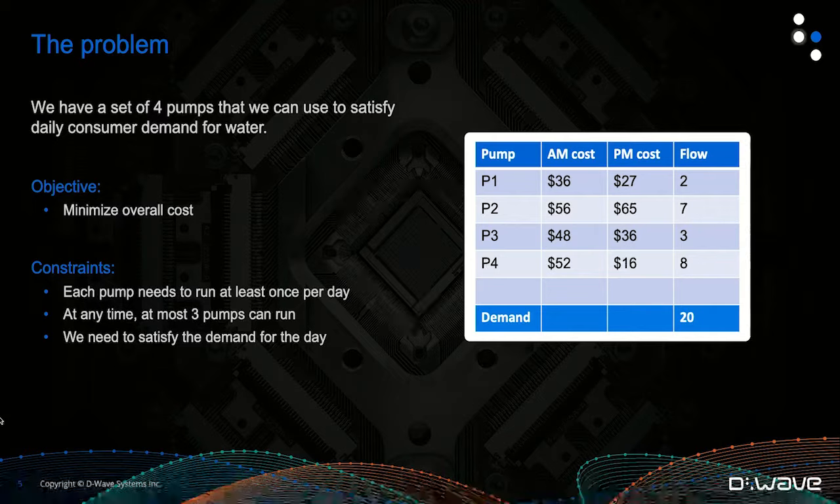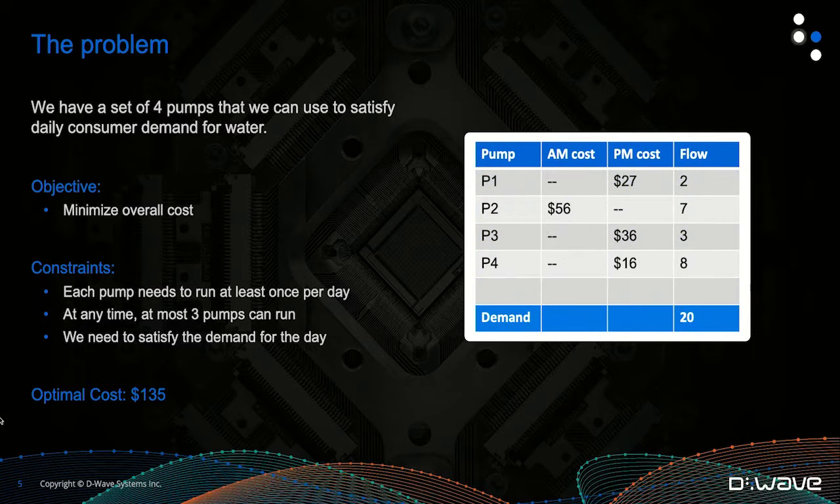And then last but not least, we need to satisfy this daily consumer demand. So in the bottom right of the table, you can see our demand is 20. We have a consumer demand of 20 units of water, and we need to make sure that our overall daily flow is going to be enough for that consumer demand.